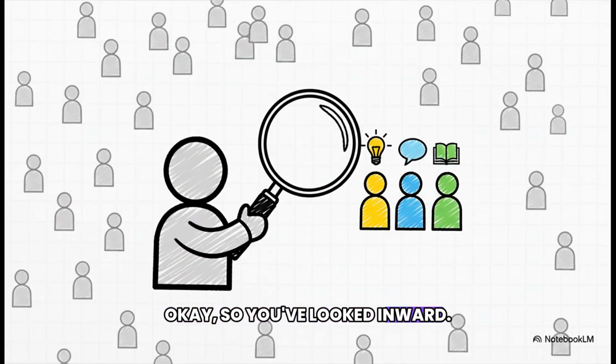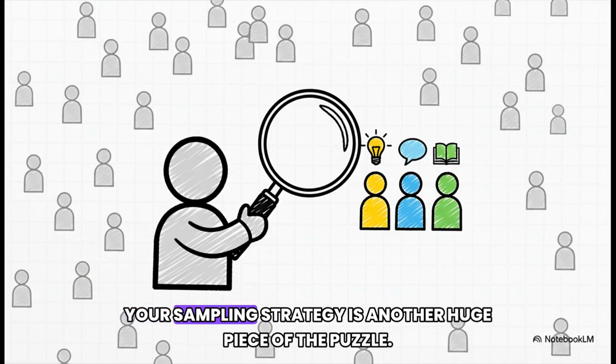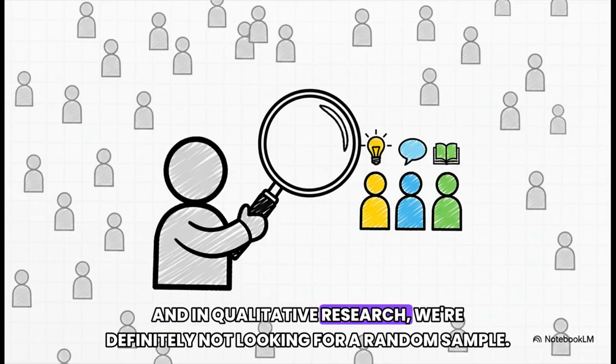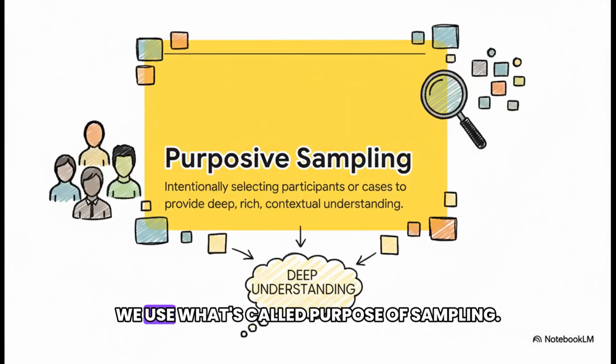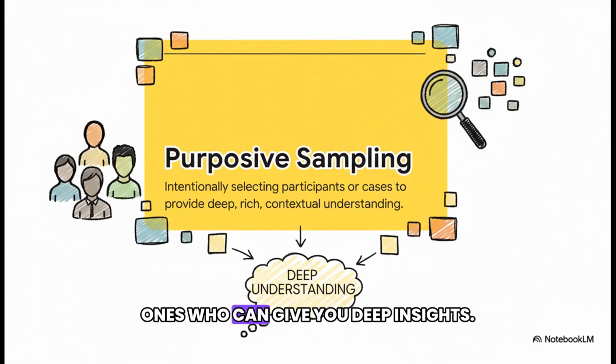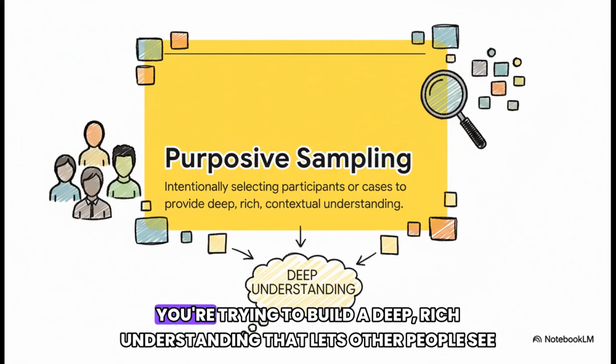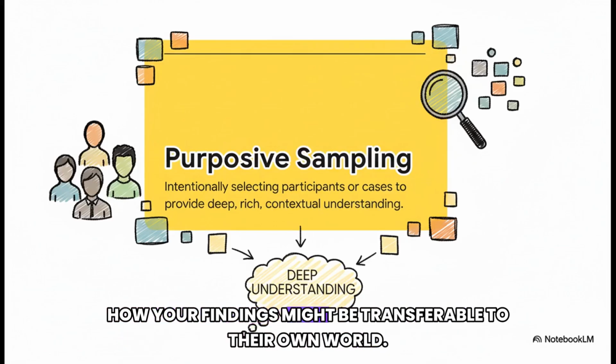Okay, so you've looked inward. The next logical step is to look outward and ask, who are you going to talk to? Your sampling strategy is another huge piece of the puzzle. And in qualitative research, we're definitely not looking for a random sample. We use what's called purposive sampling. This is where you deliberately pick people who have the richest stories to tell, the ones who can give you deep insights. You're not trying to generalize to everyone on the planet. You're trying to build a deep, rich understanding that lets other people see how your findings might be transferable to their own world.